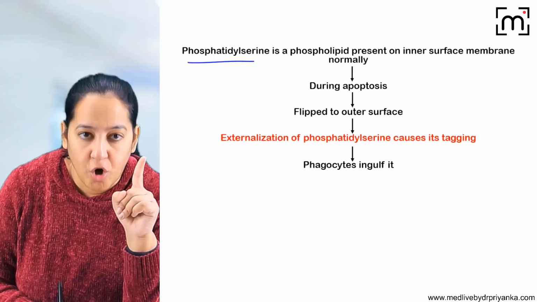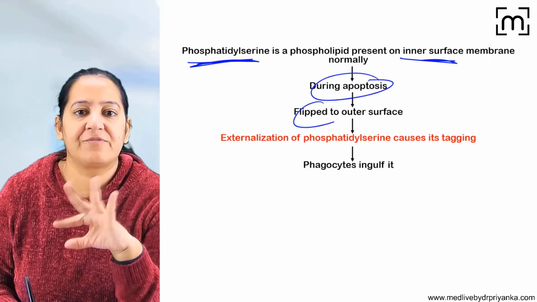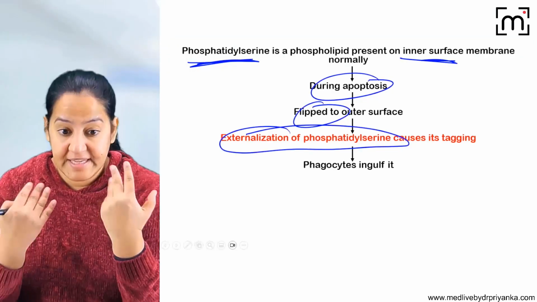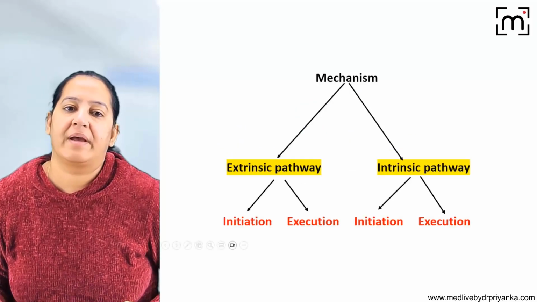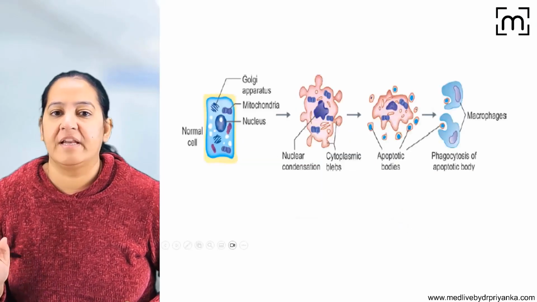Eat me signal. Normally phosphatidylserine is present on the inner surface, but during apoptosis, it is flipped to the outer surface. It is known as externalization of phosphatidylserine, and it is the eat me signal. It will attract the phagocyte to engulf it. So we are done with initiation of both of them, execution of both of them, and finally efferocytosis.